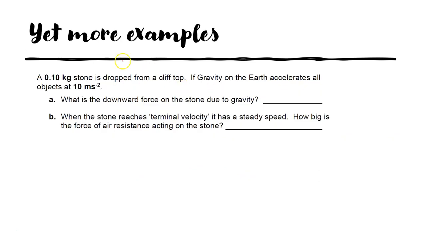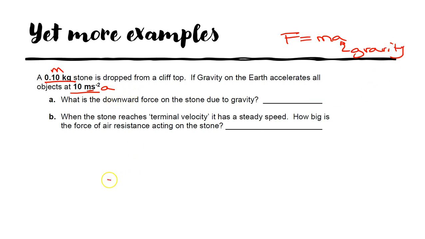So let's have a look at another one. This time we're told that a 0.1 kilogram stone is dropped from a cliff top, and if gravity on the Earth accelerates objects at 10 meters per second squared. This is an acceleration because gravity is an acceleration, and force due to gravity is the result of F equals ma, where we're using gravity as our acceleration.